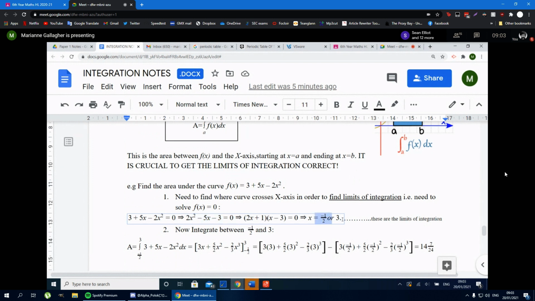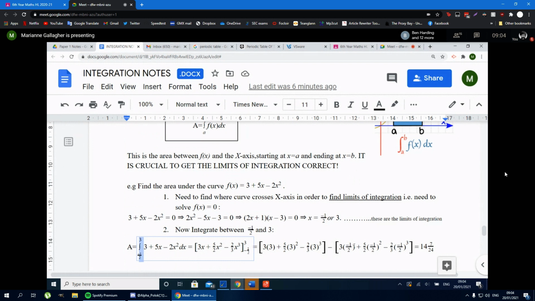Okay, you get your two possible values for x. That's your limits of integration. So when you do your integration, they're going to be the top and the bottom. Then you put back in your f of x, do your integration. You'll have two brackets. You sub in the 3 into each of these, and that's the first bracket, minus, don't forget the negative here, and then you sub in the minus a half, and that's your second bracket.